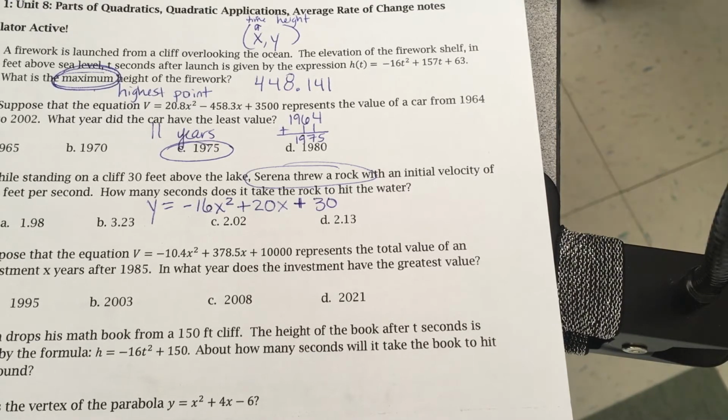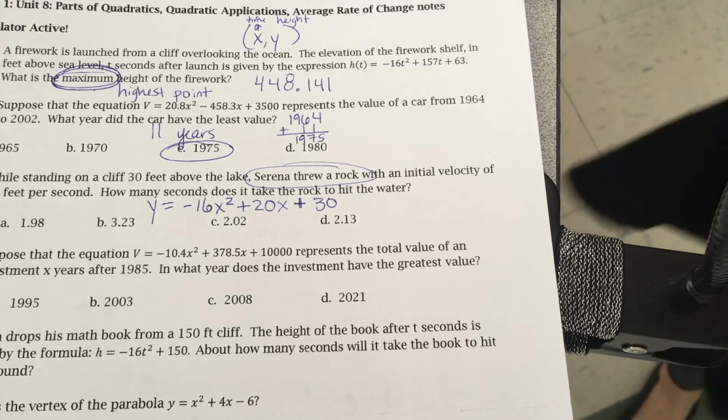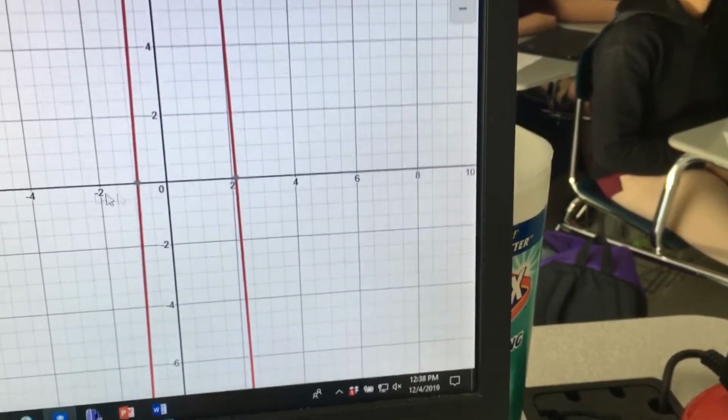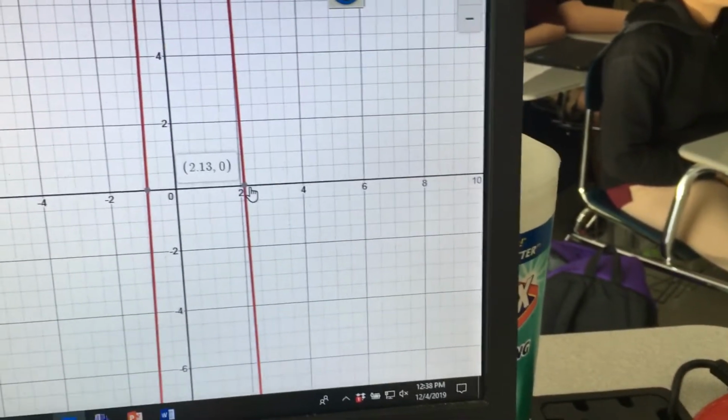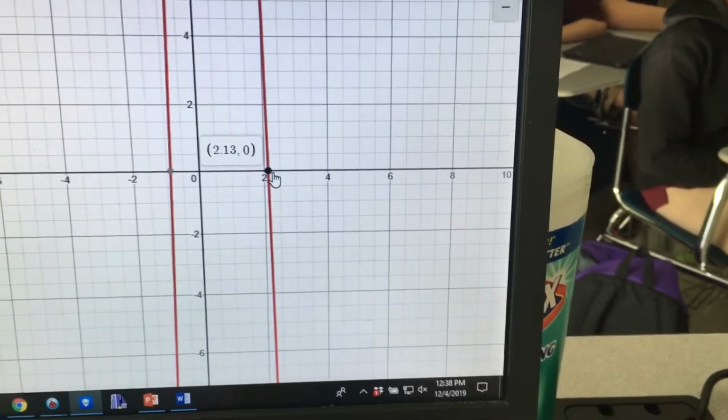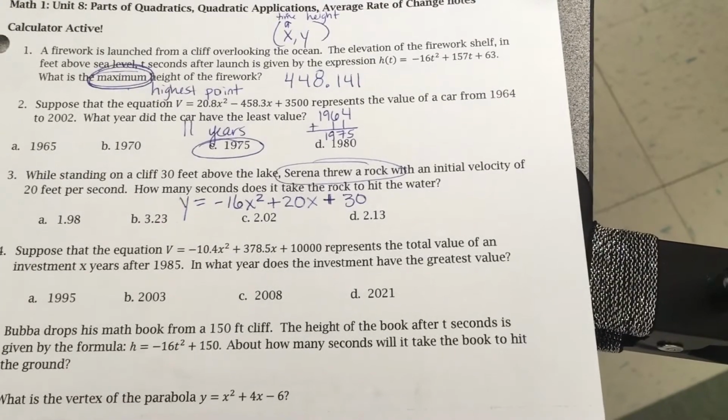Serena threw the rock. What is the question asking? When will it hit the water? This right here represents the water. Okay? The x-axis represents the water. So where is it hitting at? You have to click right there. How many seconds did it take? 2.13. So the answer is D.